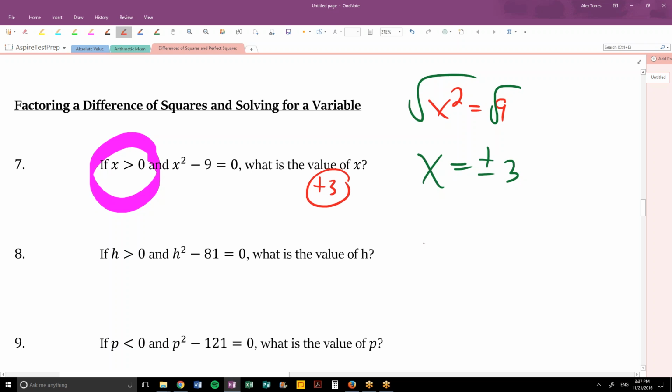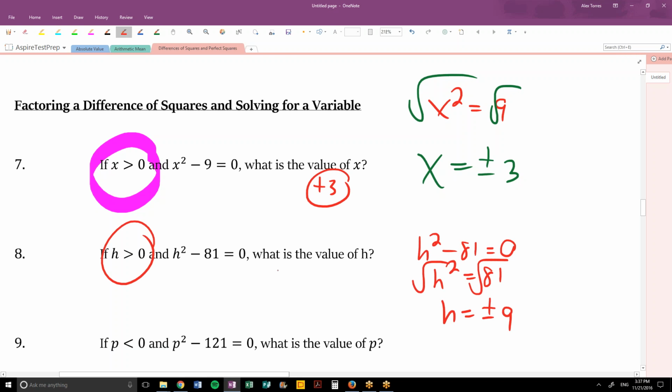On this one, we have h squared minus 81 equals 0. We can add 81 to both sides. H squared equals 81. Take the square root of both sides, and we have h equals plus or minus 9. We were told that h is positive, so h equals plus 9.